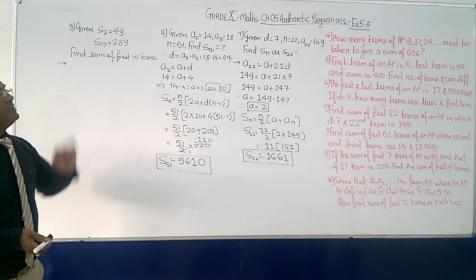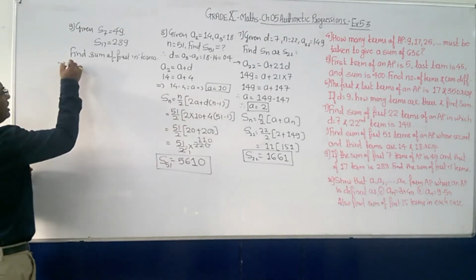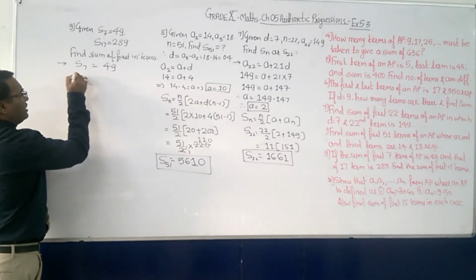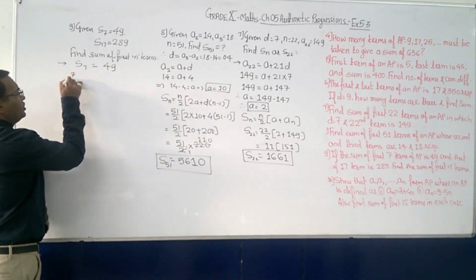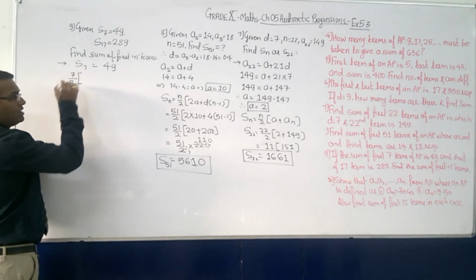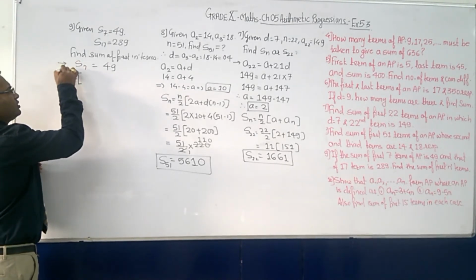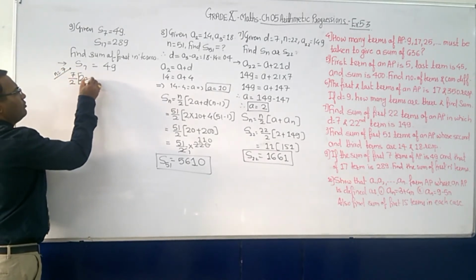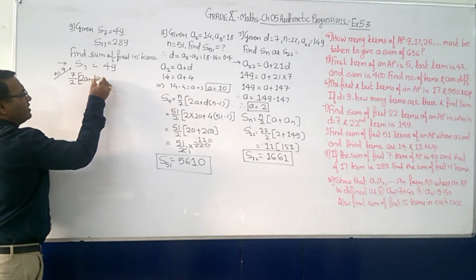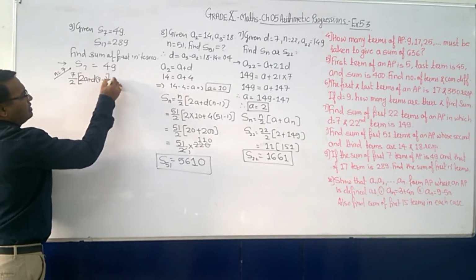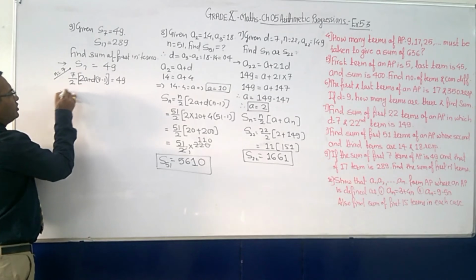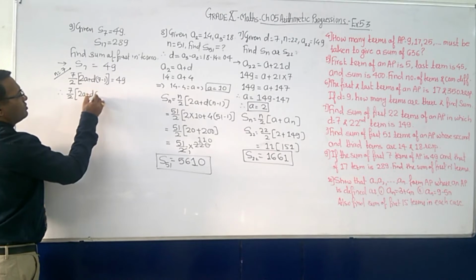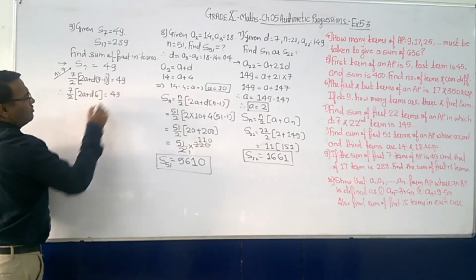How can we do it? Whatever is given, that only we have to write. So S7 is equal to 49. But how can we write S7? S7 can be written as 7 upon 2, because n is equal to 7 here. So n by 2 means 7 by 2, then 2a plus d into n minus 1, which is 7 minus 1, is equal to 49. So it will be 7 by 2 into 2a plus 6d, equal to 49.